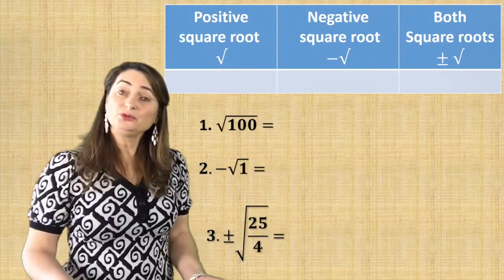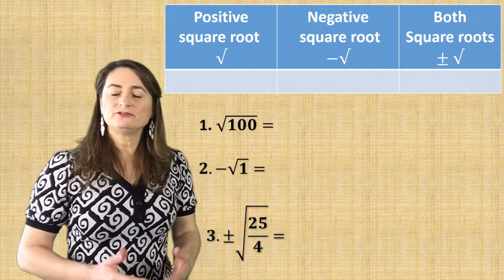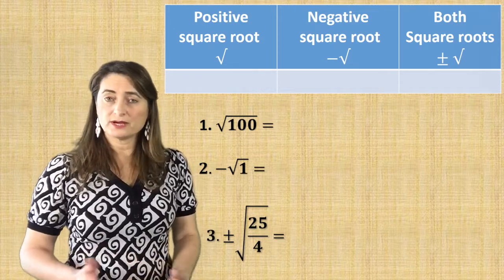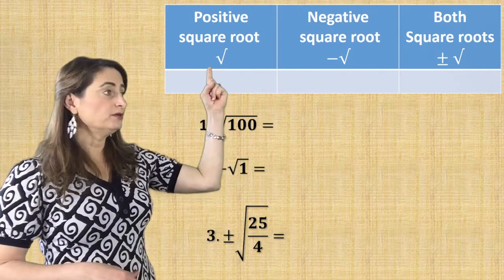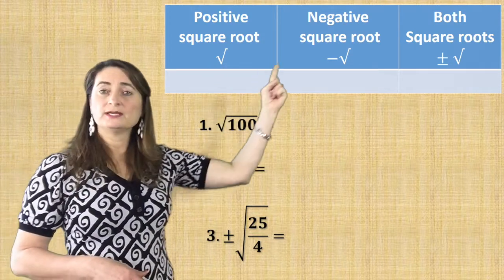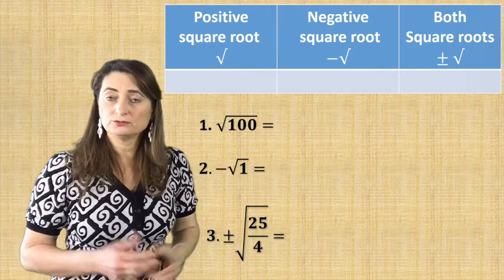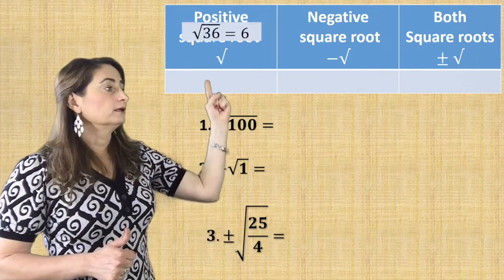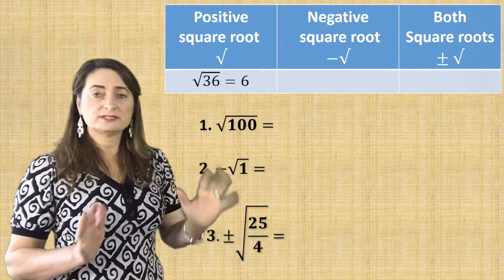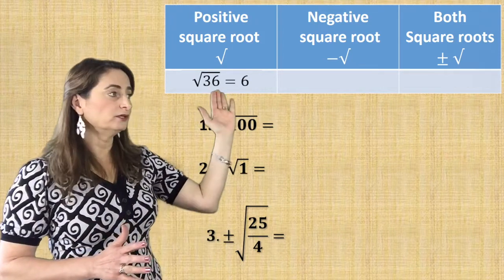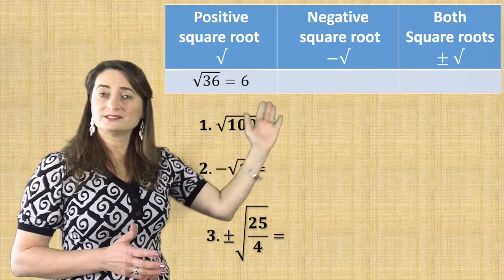Now, when you're evaluating square roots or equations, they don't always ask you for both square roots, the positive and the negative. So I made a table for you to see. There's something called positive square root, negative square root, or both positive and negative square root. What does that mean? The square root of 36 equals 6. That's a positive. There's nothing in front of the square root. So I'm looking for the positive square root of 36, which is 6.